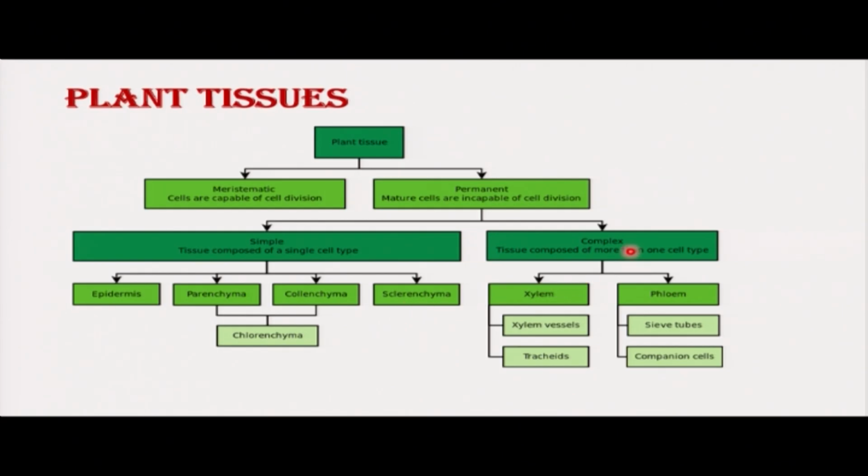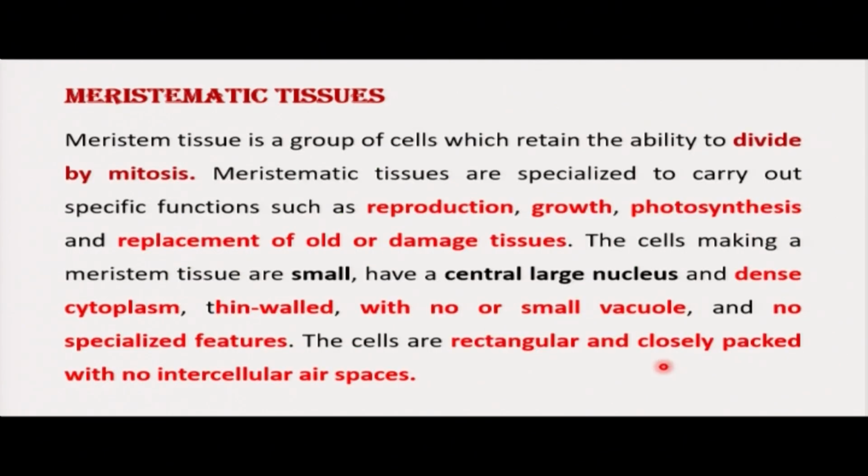Then complex permanent plant tissues are of two types. We have what we call xylem tissues and phloem tissues. These xylem tissues are made up of xylem vessels and tracheids. Then phloem tissues are made up of sieve tubes and companion cells. Now that we have finished seeing different tissues which are common in plants, let us talk about meristematic tissues.